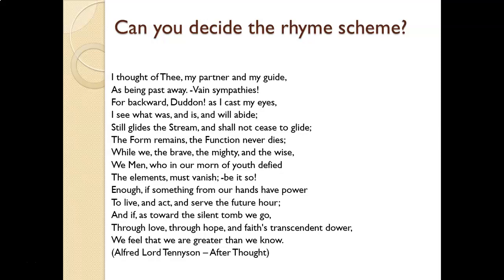Next line is, for backward, as I cast my eyes. Now this eyes is rhyming with the second line, so it will again take B. I see what was and is and will abide. Now abide is rhyming with the first line guide, so it will be A, so it becomes A B B A, and the next lines are again A B B A.